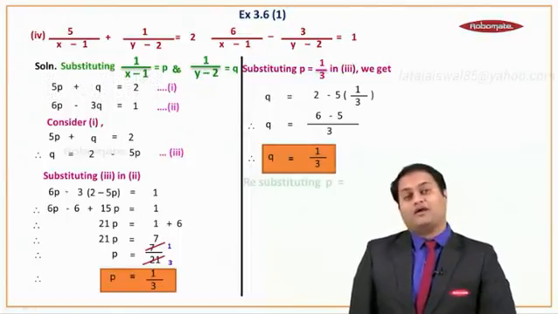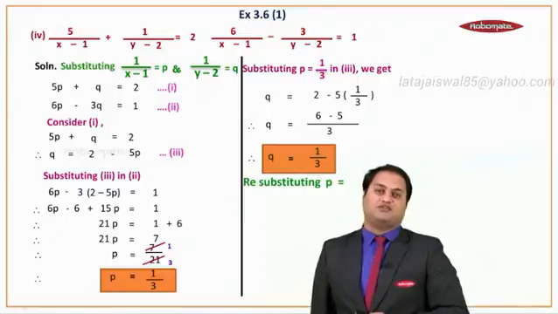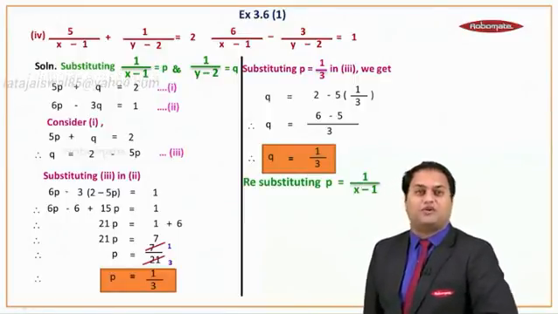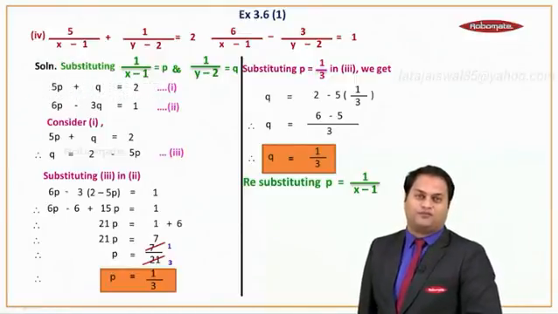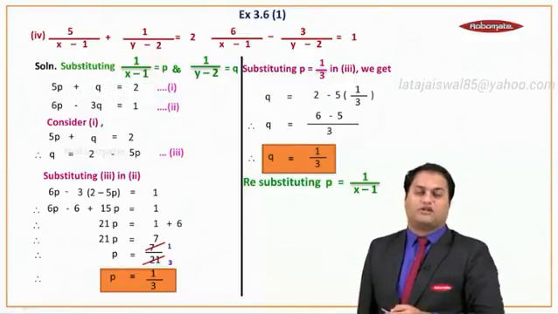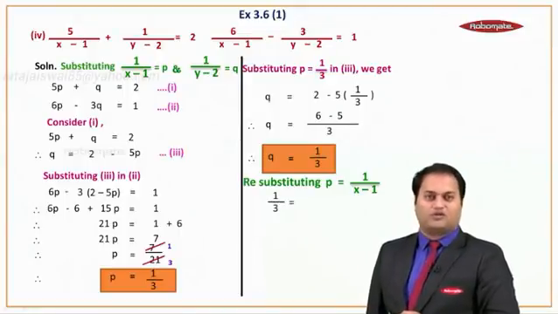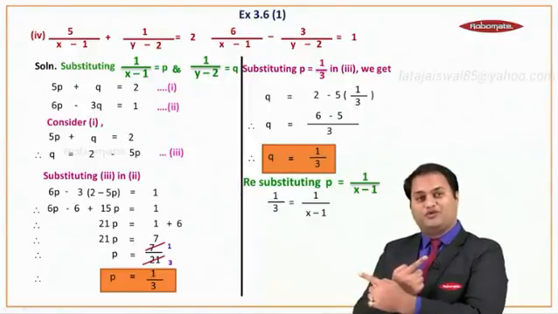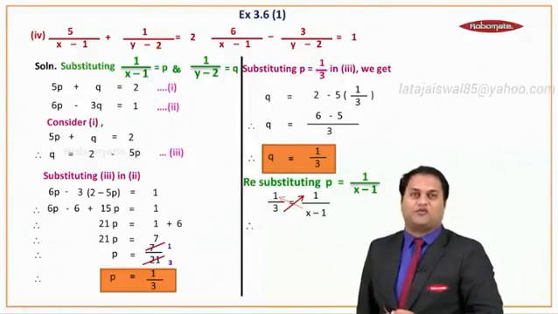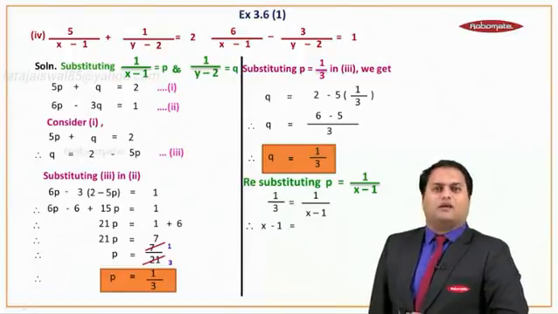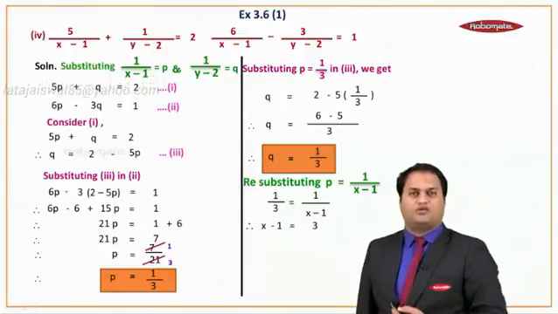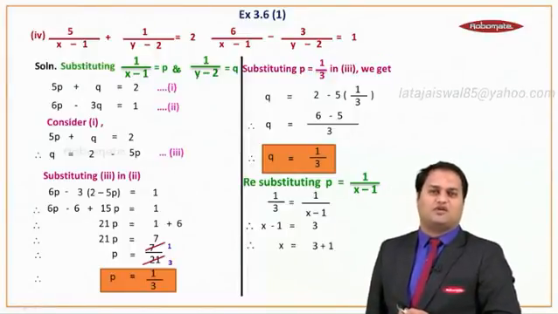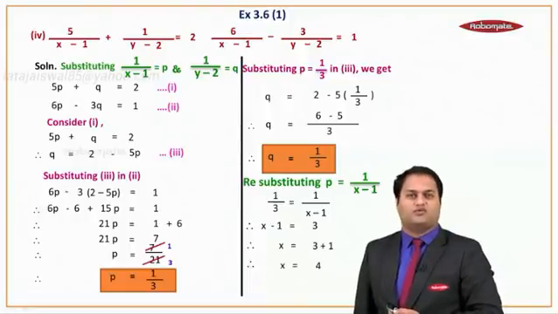But is the sum over? No. Why? Because we are interested in the value of x and y, so we will have to resubstitute. What should we resubstitute here? We should resubstitute p is equal to 1 upon x minus 1. What's the value of p? 1 upon 3. So what should be the next step? 1 upon 3 is equal to 1 upon x minus 1. After resubstitution, what do we do? We cross multiply. So let's cross multiply. What do we get? x minus 1, 1 into 3 is 3. x minus 1 is equal to 3. Very simple to solve. x is equal to 3 plus 1. Therefore, x is equal to 4.